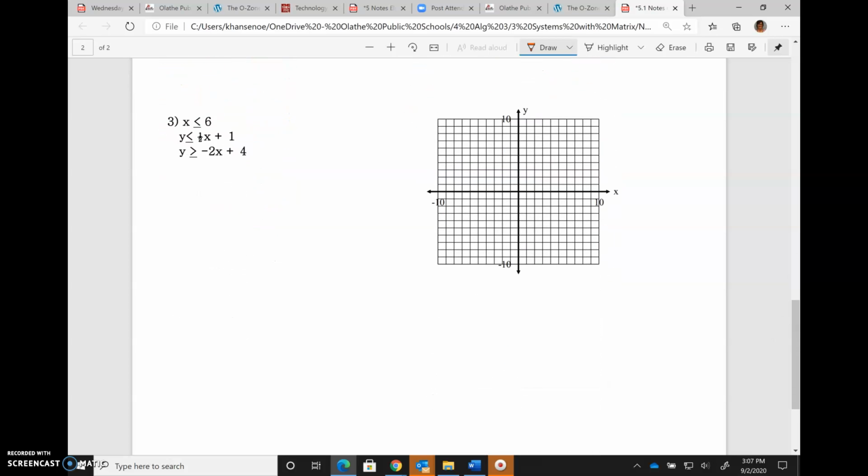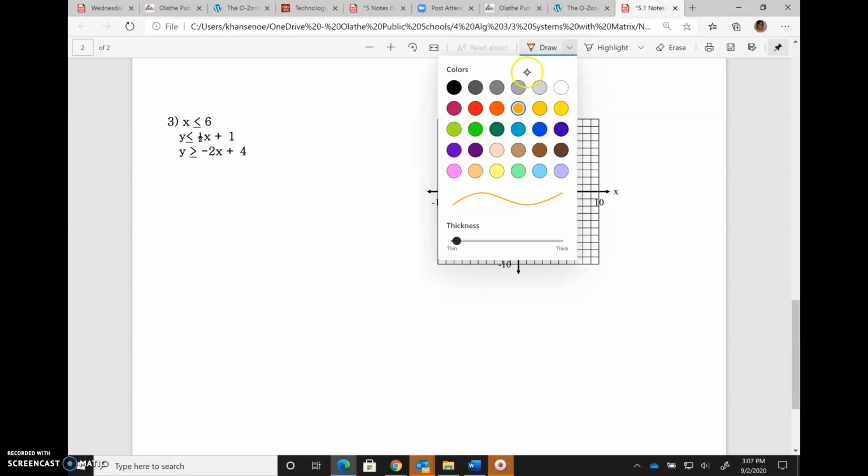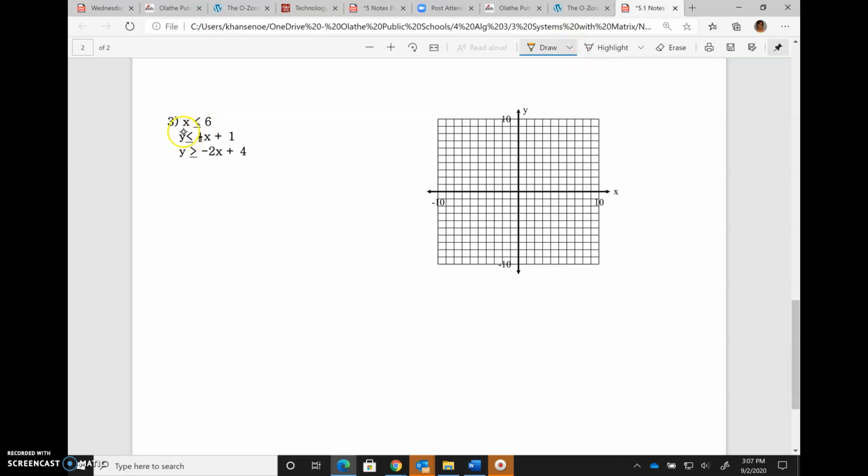Okay, so the last one I'm giving you 3. So we'll do it with 3 different colors. So we'll start with x is less than or equal to 6. So remember, since it's x, that means it's the x-axis that I'm putting that on. X-axis. So 1, 2, 3, 4, 5, 6. And it's right here. So then it's less than or equal to. So that means it's a solid line. So I'm going solid line, less than 6, this way.